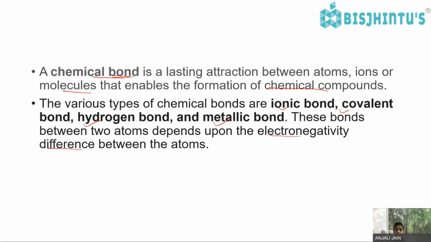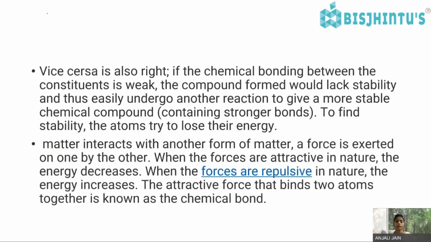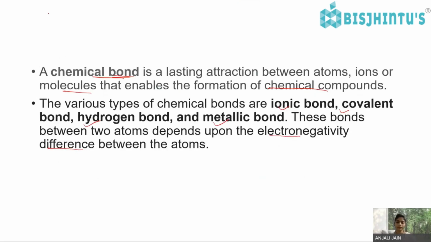They can be formed by the sharing of electrons, which is a covalent bond, or by gain or loss of electrons, which is known as an ionic bond. A hydrogen bond is formed by the electronegativity difference, where hydrogen is less electronegative and very electronegative atoms form the hydrogen bond, and vice versa is also right. If there is an electronegativity difference between the atoms, then they will form these types of bonds.